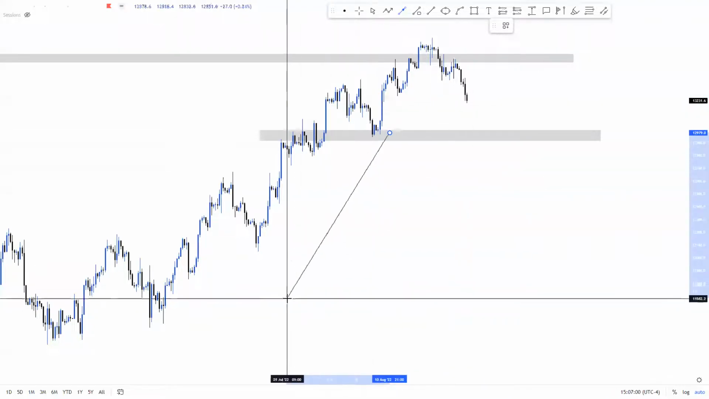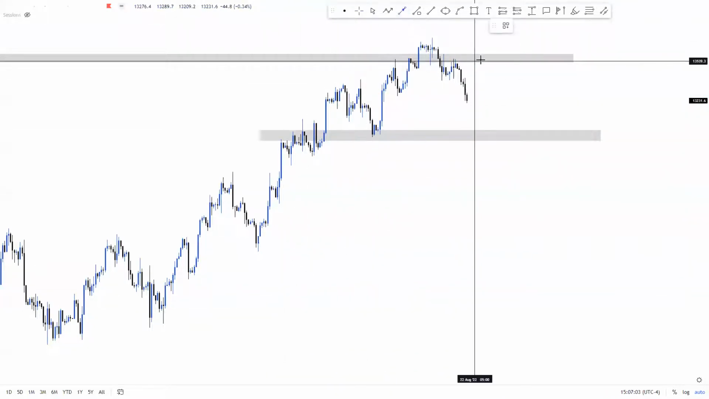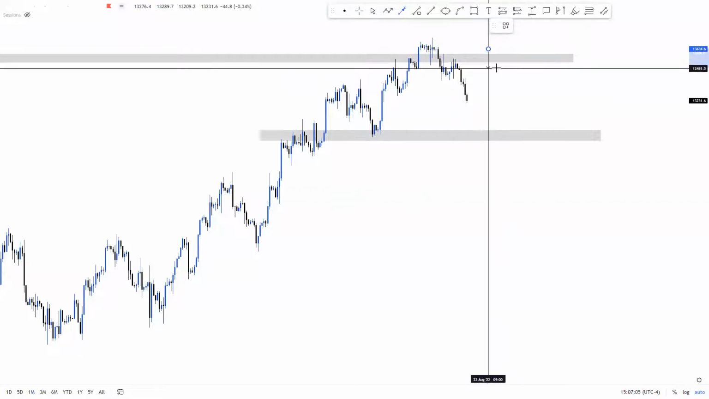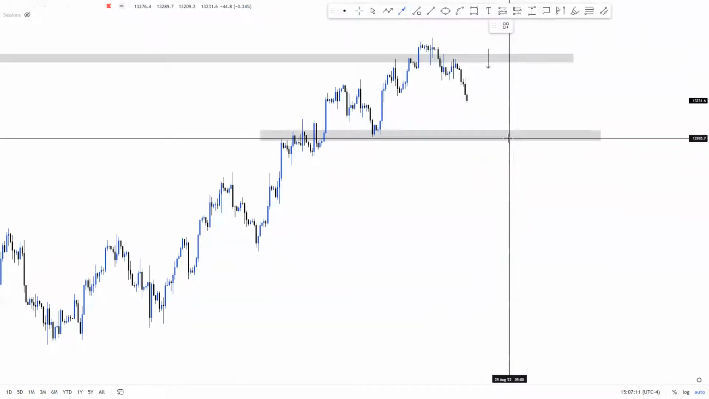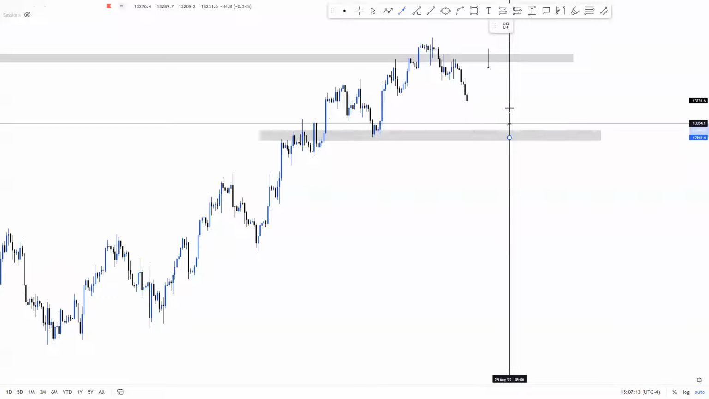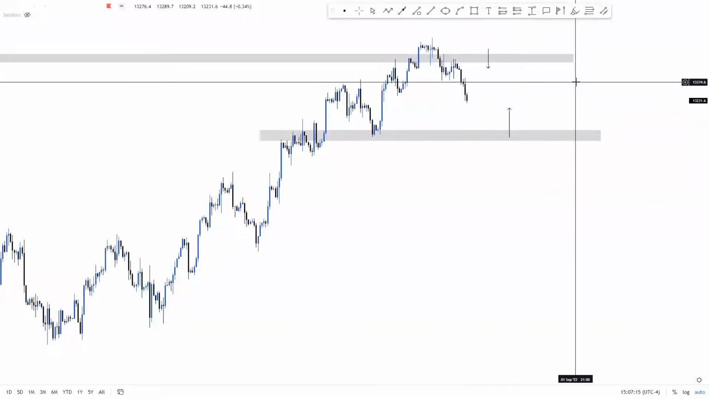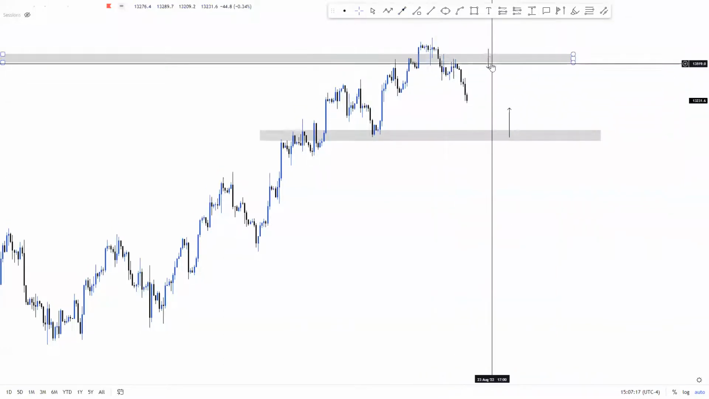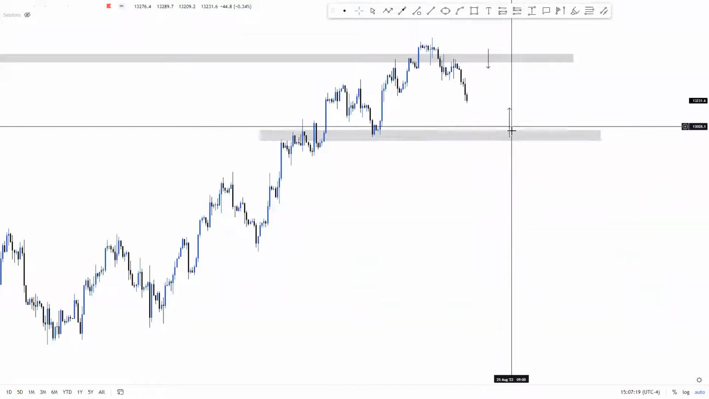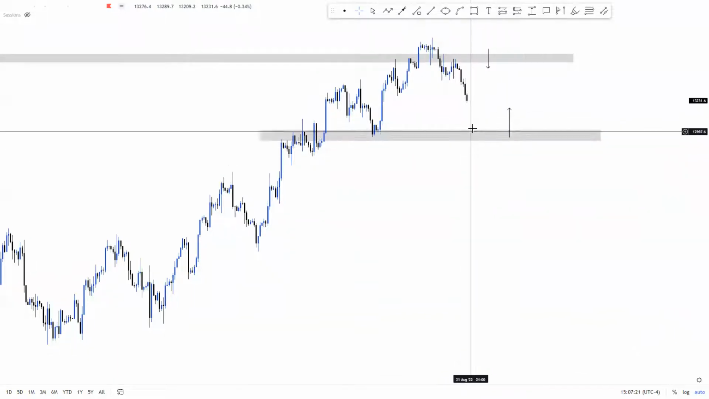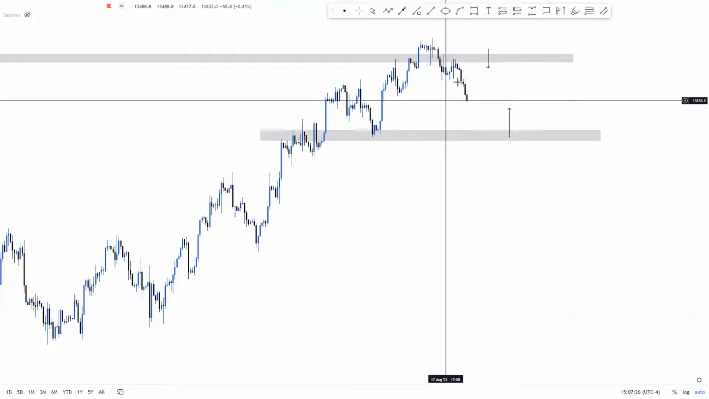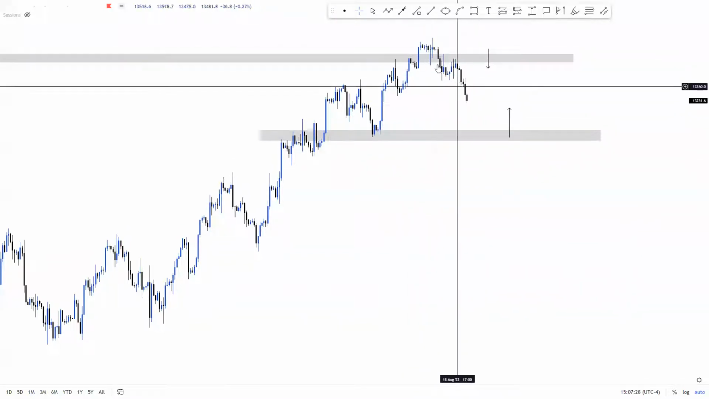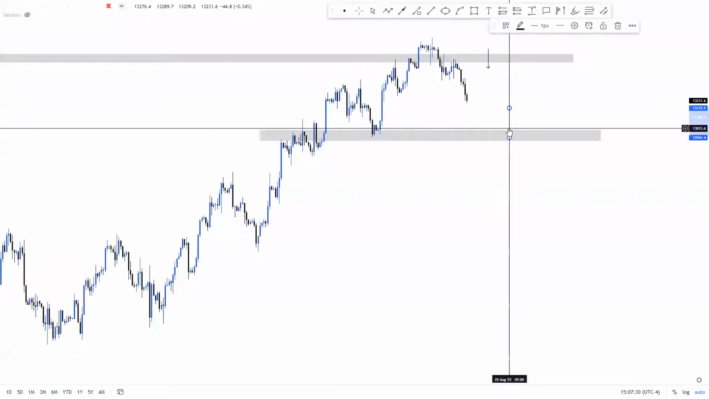So, support and resistance. A resistance is an area where sellers are at to take price down, and a support is where price is at and buyers want to push price up. That's how I look at support and resistance. Sellers are in control up here, and buyers are in control down here. If price is above a resistance level, buyers are in control. If price is below a support area, sellers are in control.